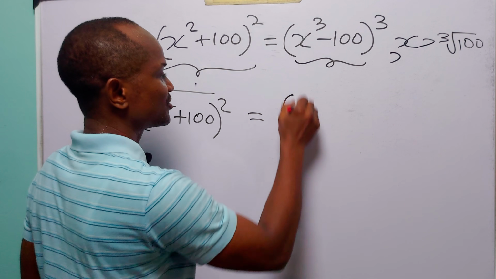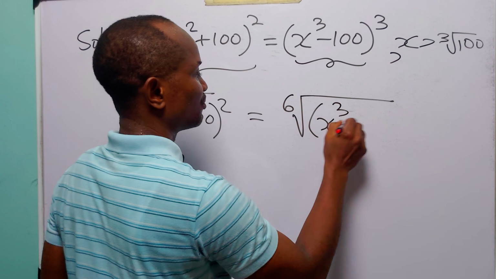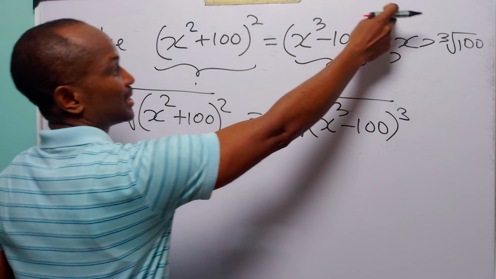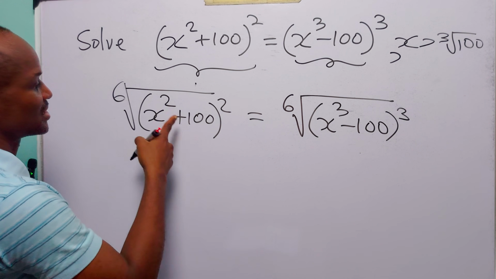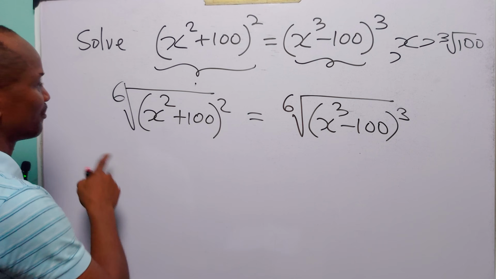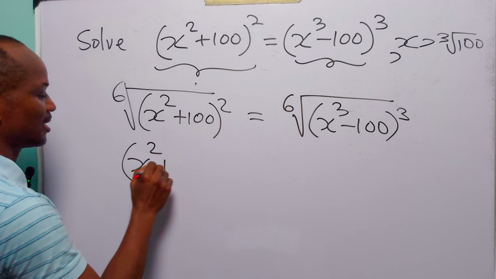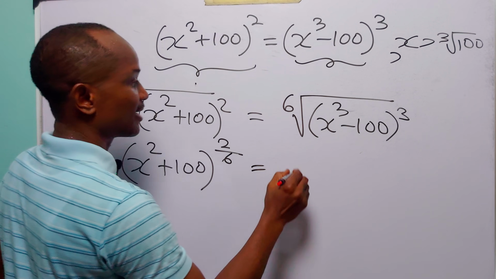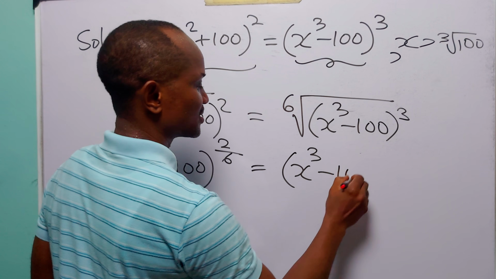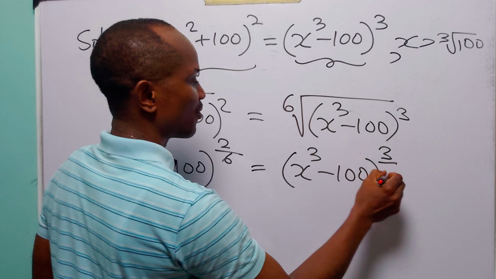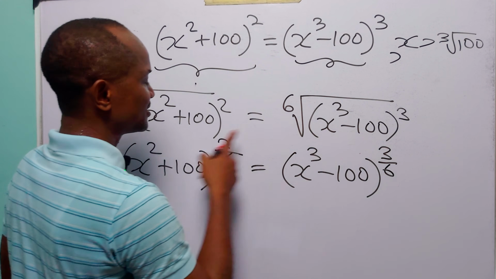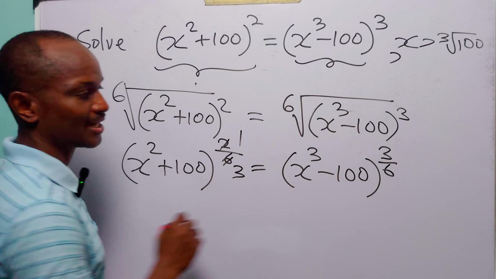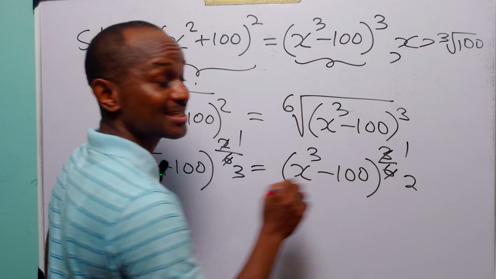This is equal to the sixth root of x cubed minus 100 cubed. How did I get 6? 2 times 3. And of course, writing this in index form, we have that x squared plus 100 to the power 2 over 6 is equal to x cubed minus 100 to the power 3 over 6. We can reduce these two fractions to their lowest form. 2 into itself is 1 and into 6 is 3. 3 into itself is 1 and into 6 is 2.